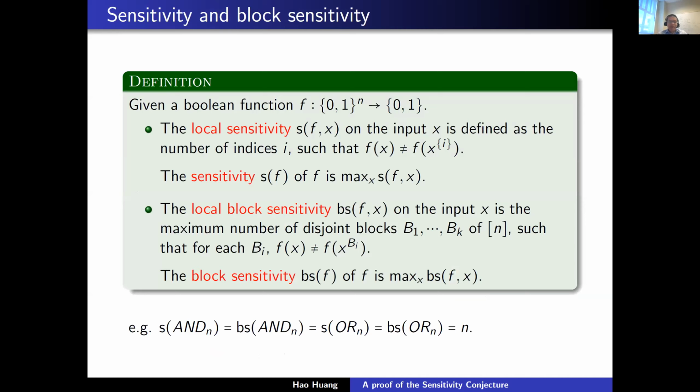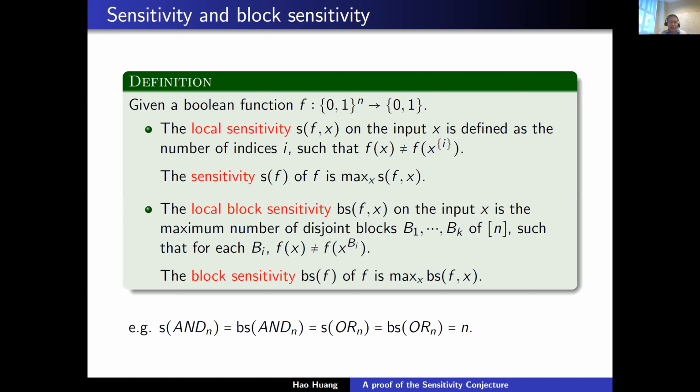First of all, let me define what the sensitivity of a Boolean function is. A Boolean function is just a function that maps n bits of 0, 1 to 0, 1. The sensitivity and the block sensitivity are both complexity measures of how sensitive a Boolean function is with respect to changing some coordinates. First, let me define the sensitivity locally. You have a Boolean function f, and you have an input x, which is a binary vector. The local sensitivity of this Boolean function on the input x is defined as the number of coordinates such that if you change this coordinate, it will change the value of f at x. Here, this notation just means you change the ith coordinate of x.